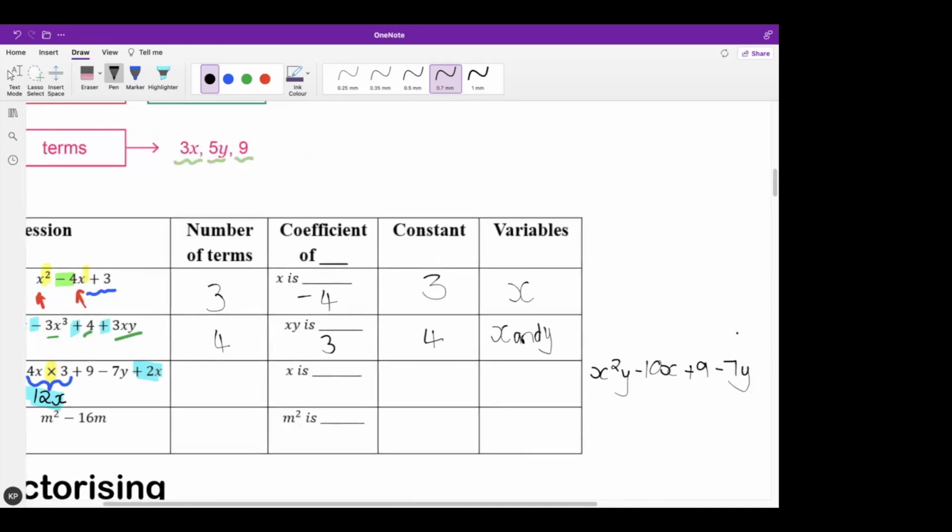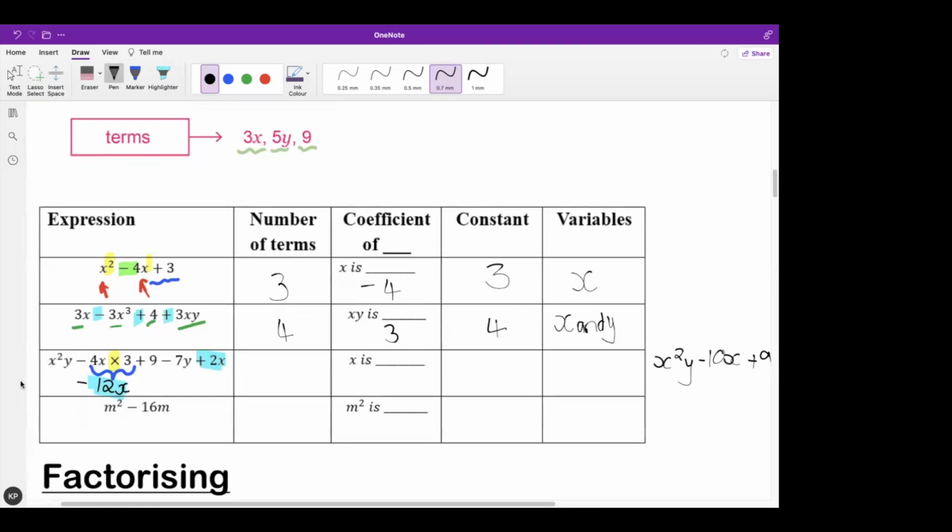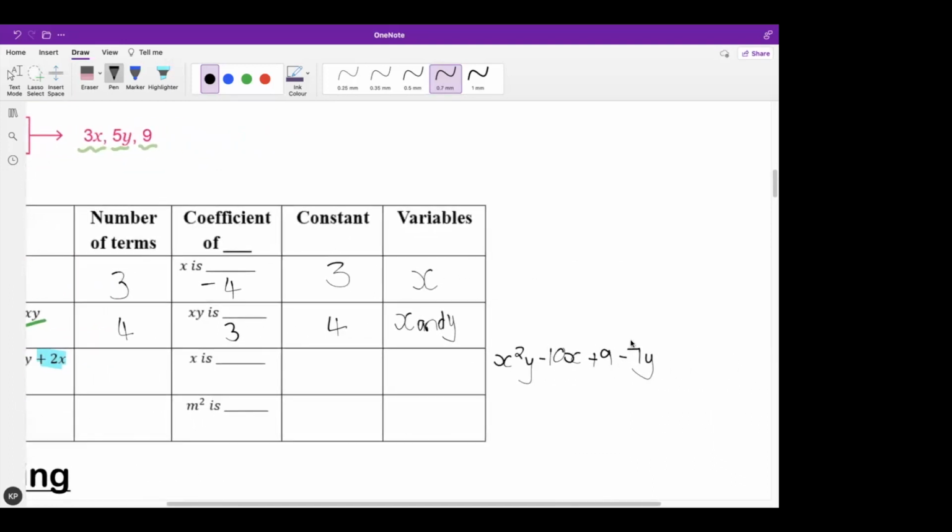Have we fully simplified this one? Is it now fully simplified? Yes, it is. Now we can go to answer our questions. Do you guys see what I mean when I say you must first try and simplify it? I know you guys are very tempted to answer it as it stands here, but you will lose marks if you don't first simplify it. So let's check. X squared y minus 10x plus 9 minus 7y.